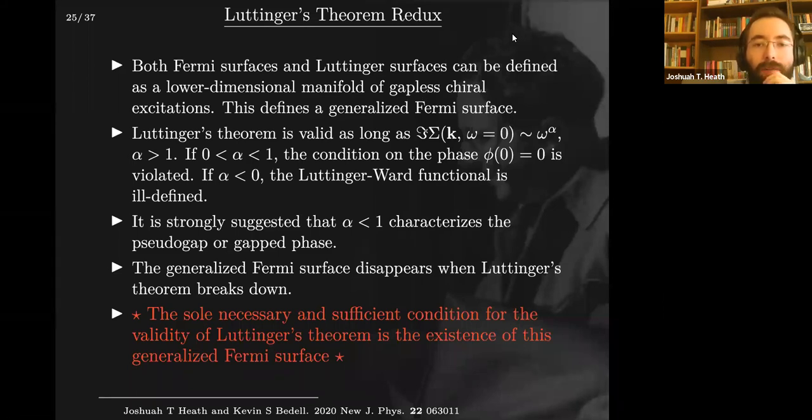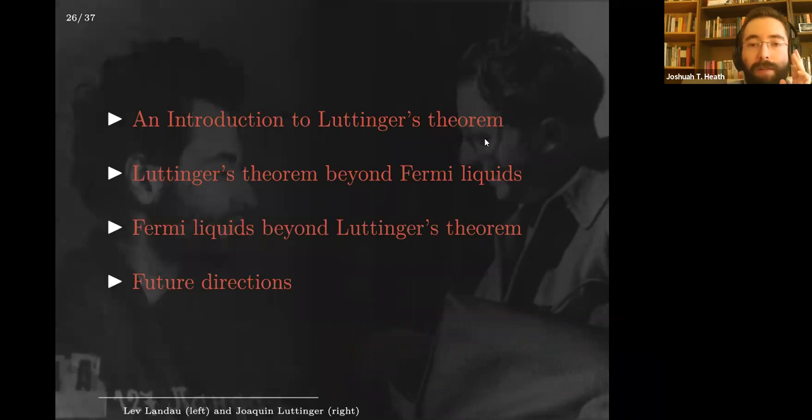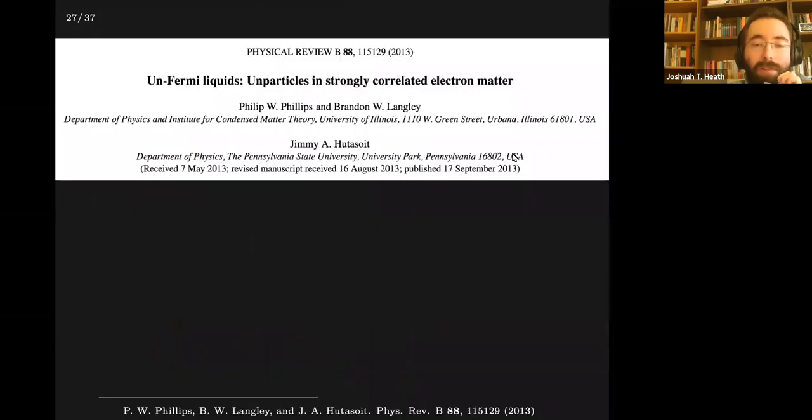So maybe let me go on. Basically, the first part of this talk cements the idea that Luttinger's theorem can exist beyond a Fermi liquid. And I want to talk about Fermi liquids beyond Luttinger's theorem. This is deeply connected to this idea of unparticles. Unparticles were first defined by Howard Georgi in, I think, the late 90s or early 2000s.